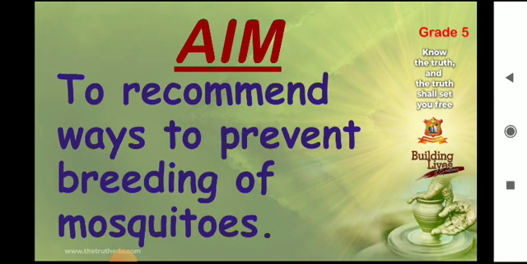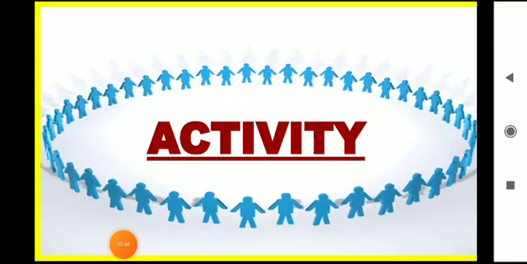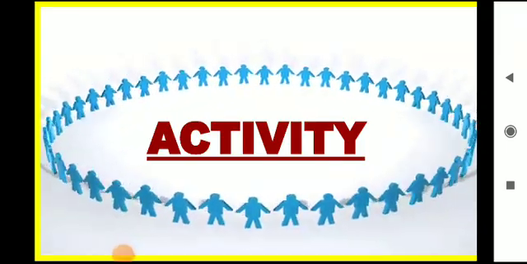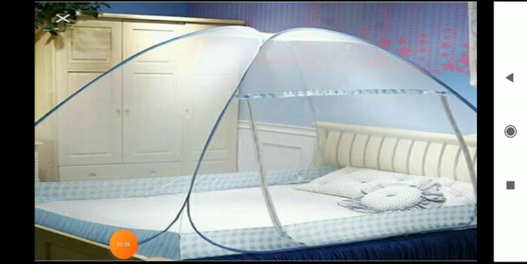Our aim is to recommend ways to prevent breeding of mosquitoes. Now moving towards our activity. As you already know, mosquitoes can breed in standing water, right? Mosquitoes can breed in a water puddle in the garden. Mosquitoes also can breed in an open dustbin. They can breed in tires, and in a bucket that is not covered. So when we see stagnated water near our surrounding, then that place may be a place where mosquitoes can breed.